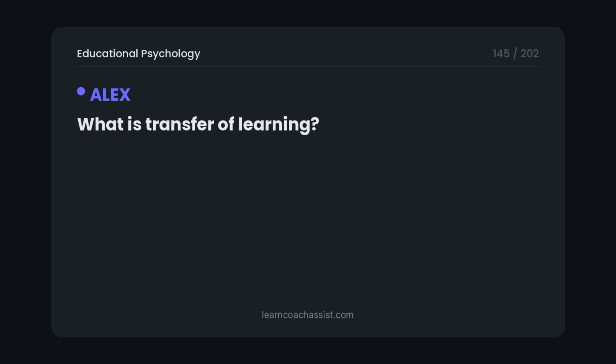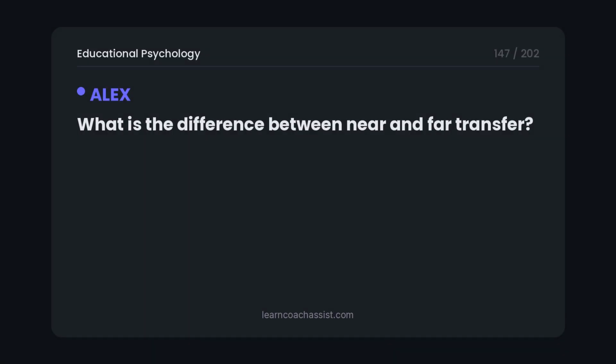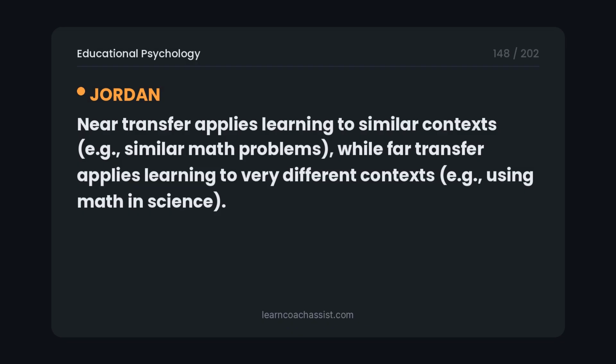What is transfer of learning? Transfer of learning is the application of knowledge or skills learned in one context to new and different situations. What is the difference between near and far transfer? Near transfer applies learning to similar contexts, e.g., similar math problems, while far transfer applies learning to very different contexts, e.g., using math and science.